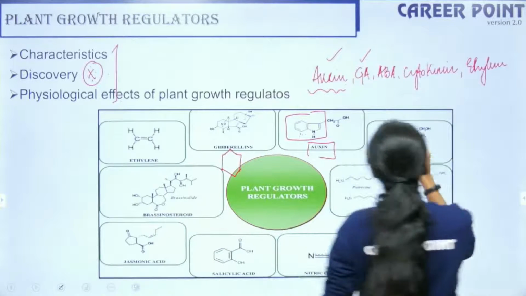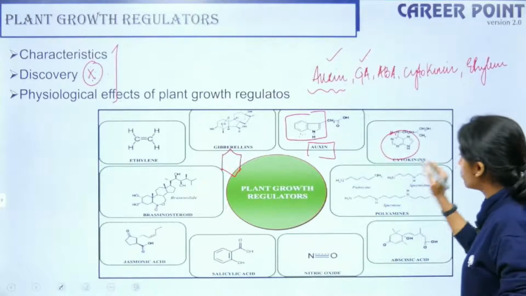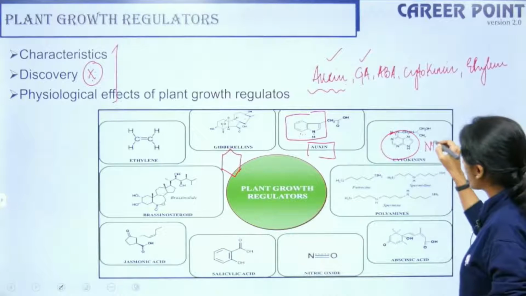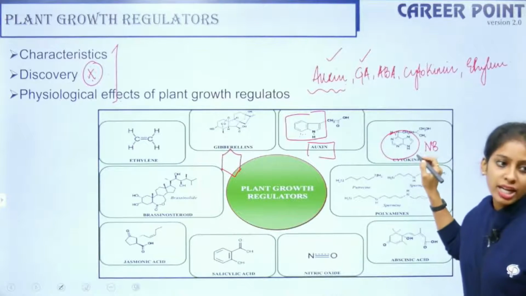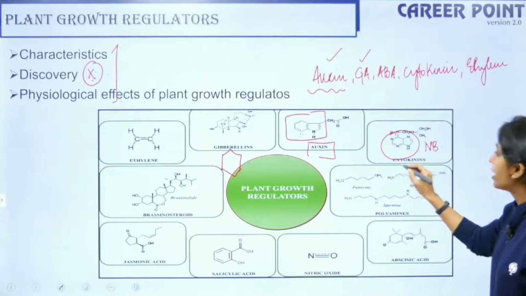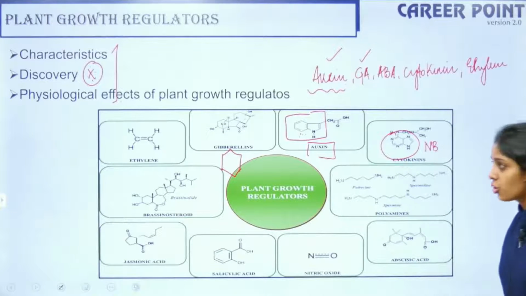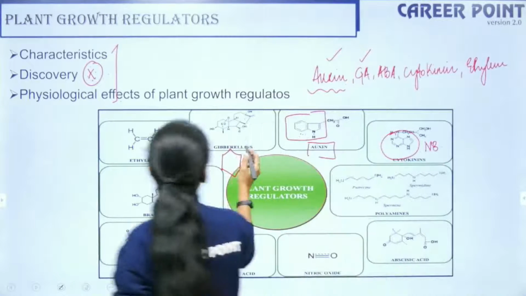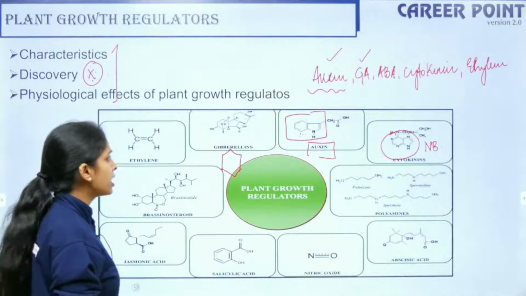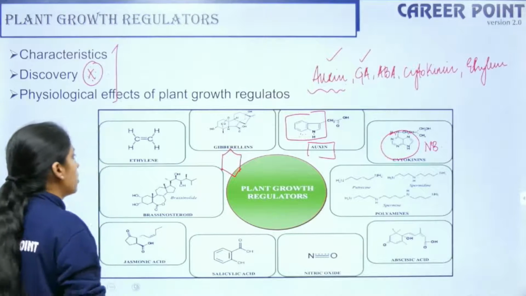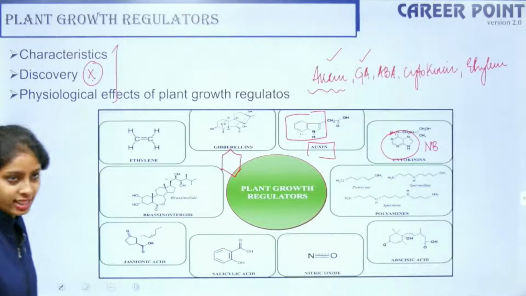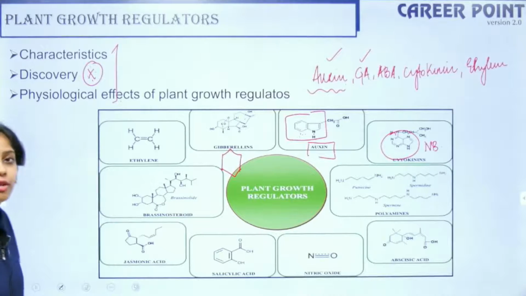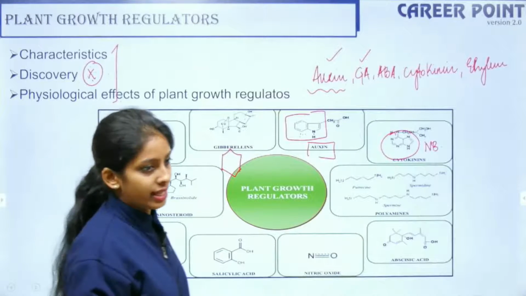When they contain a purine derivative, and purine we have read as a nitrogenous base, it is cytokinin. In gibberellins, it is a terpene derivative. Then you have your gas, that is ethylene, right? So these are the different types of plant growth regulators.